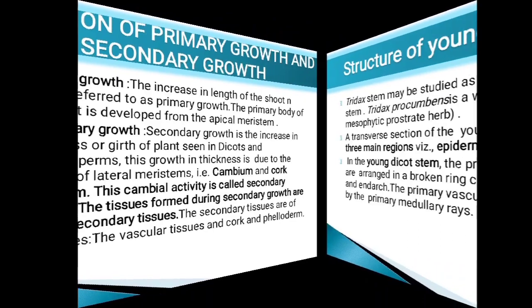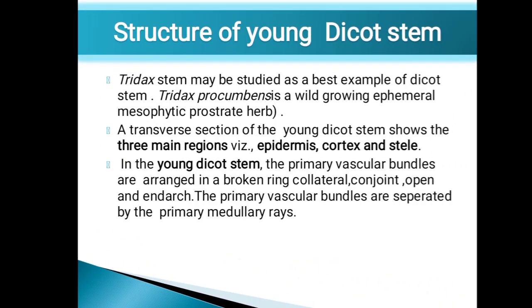Now, before going into detail regarding secondary growth in dicot stem, I would like to tell you about the structure of young dicot stem. Tridax stem may be studied as the best example of dicot stem. Tridax, botanically called Tridax procumbens, is a wild growing ephemeral mesophytic prostrate herb.